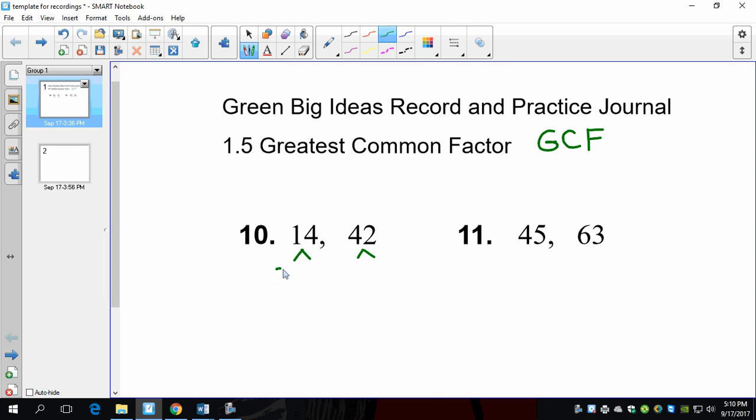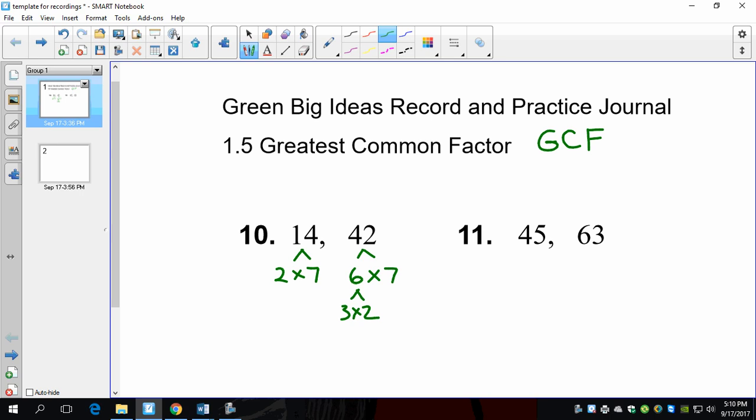So 14 is 2 times 7, and 7 and 2 are both prime. 42, let's try 6 times 7. 7 is prime, 6 is not. We need to break down 6 into 3 times 2. Now what we're trying to find is the greatest common factor.